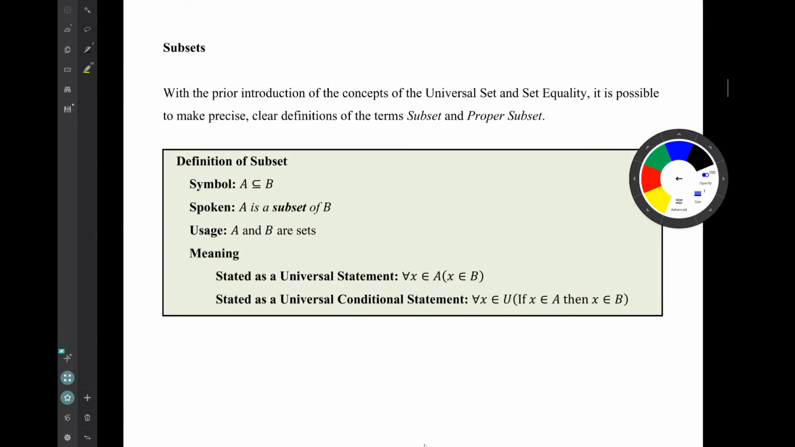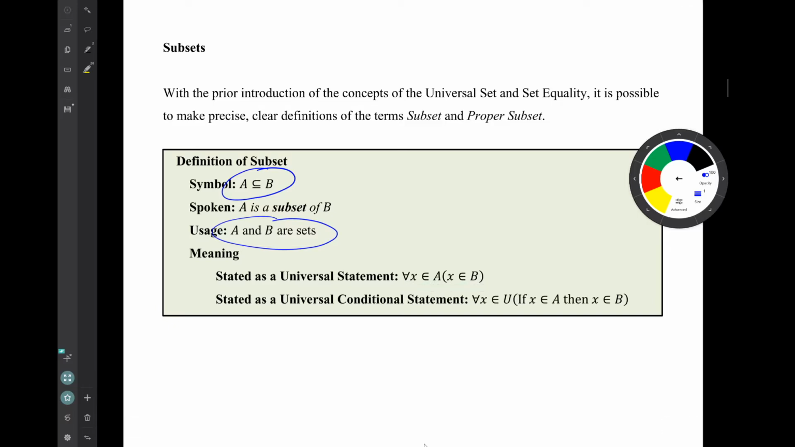Now I'll finally get around to the definition of subset, which our author does earlier in the section before those previous ideas of the universal set and set equality. This symbol is spoken A is a subset of B. And when you use that symbol, A and B are sets. And here's what it means. For all x in A, x is in B. So that's the meaning stated as a universal statement.